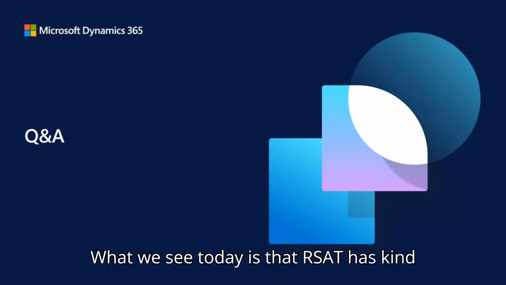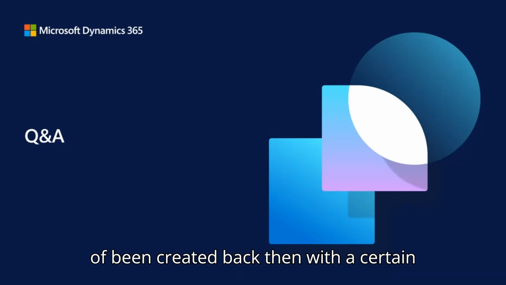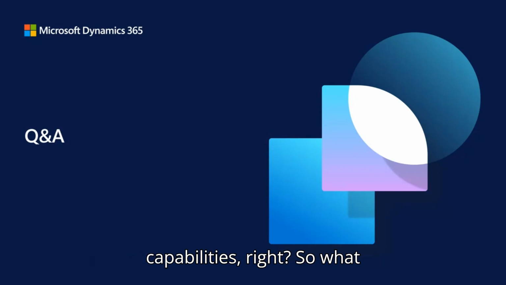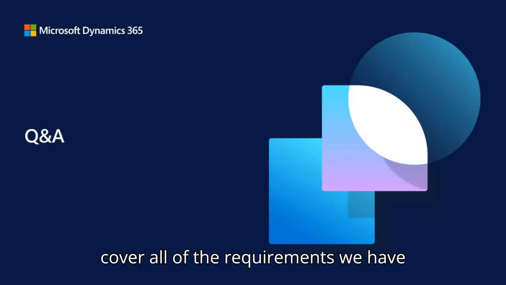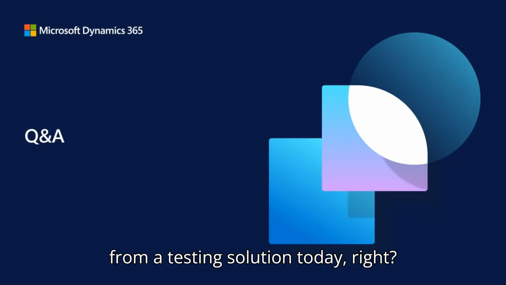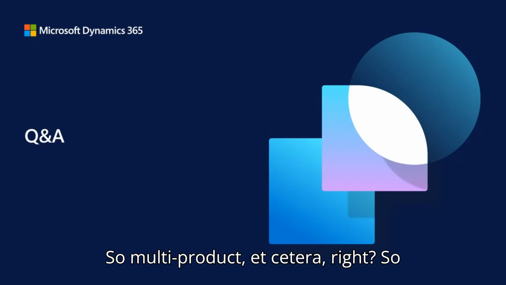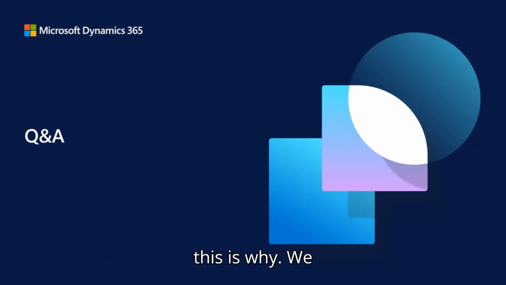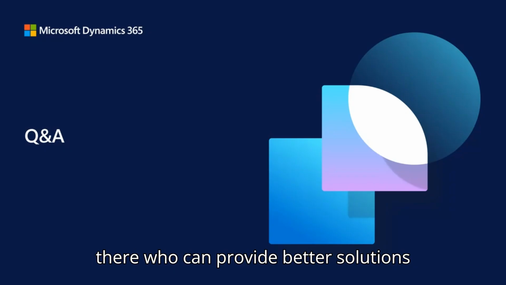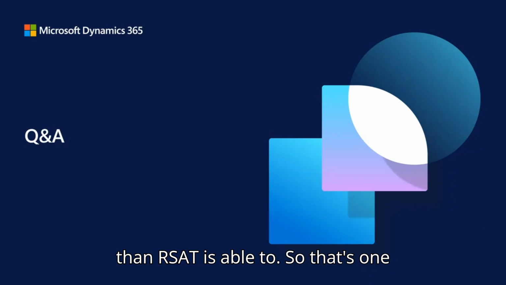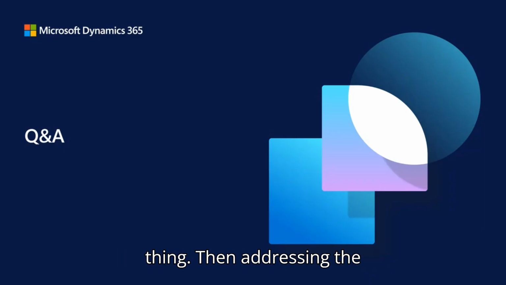What we see today is that RSAT was created back then with a certain scope in mind and has certain capabilities. What we do see is that RSAT is not able to cover all of the requirements we have from a testing solution today, such as multi-product and so on. This is why we are looking at, and we mentioned also in the beginning, that there are tools out there which can provide better solutions than RSAT is able to. So that's one thing.